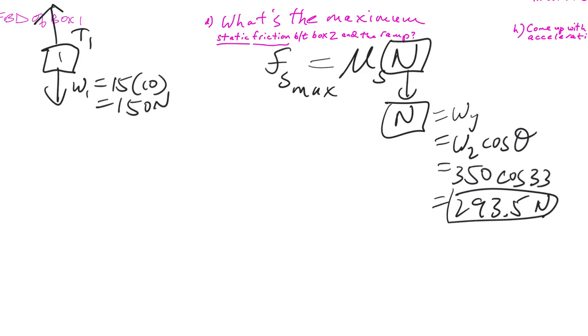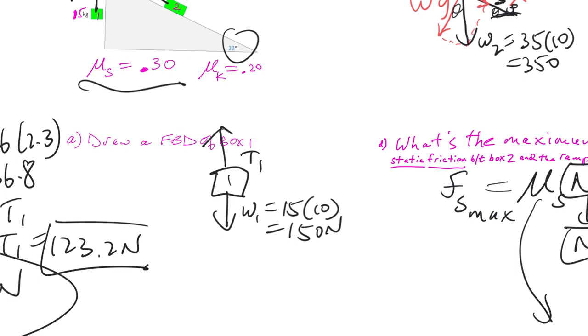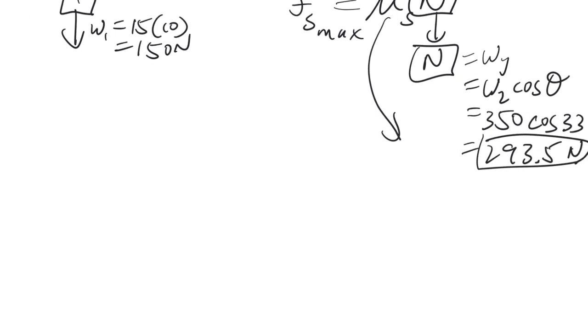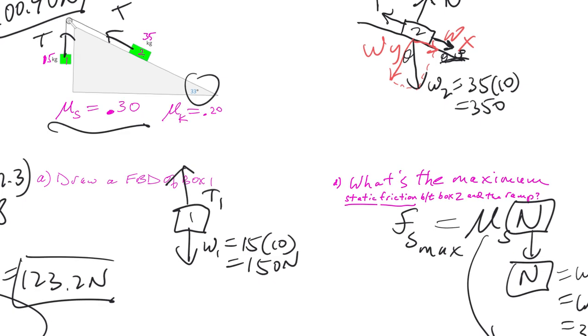Okay, so mu s is equal to 0.3 right there. Given. So 0.3 times 293 is equal to 88. So that would be the static friction.